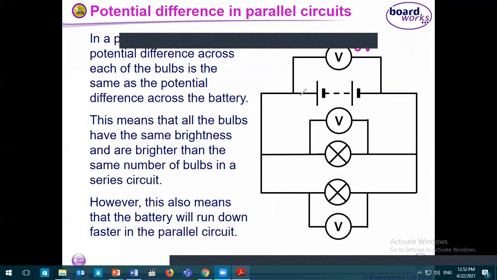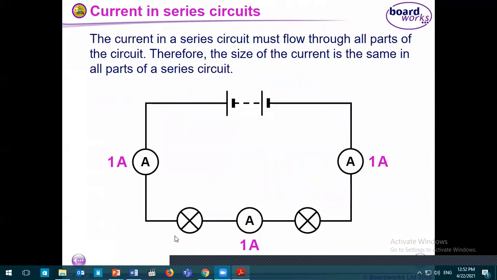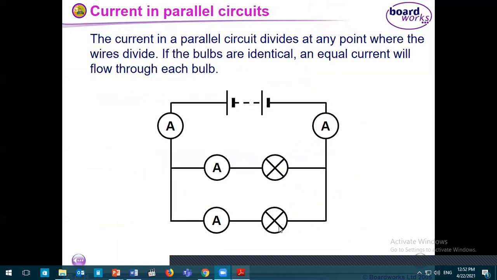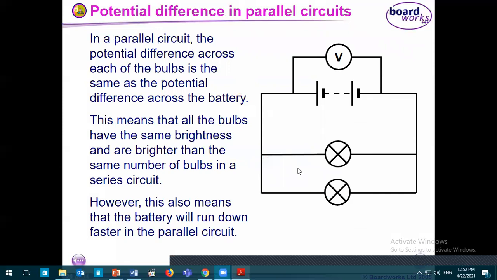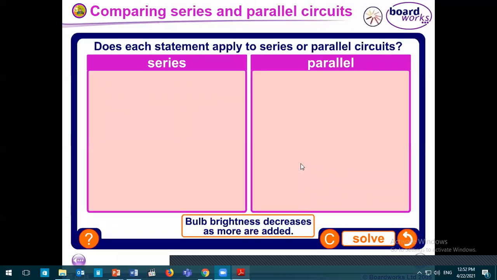Just let me clear all these drawings. So the series circuit in here has only one path for electricity to move through, while in the parallel circuit, we have many paths to move through, okay? I hope it's not difficult.